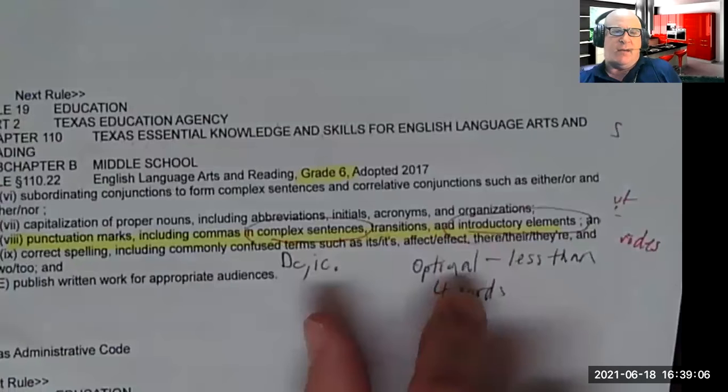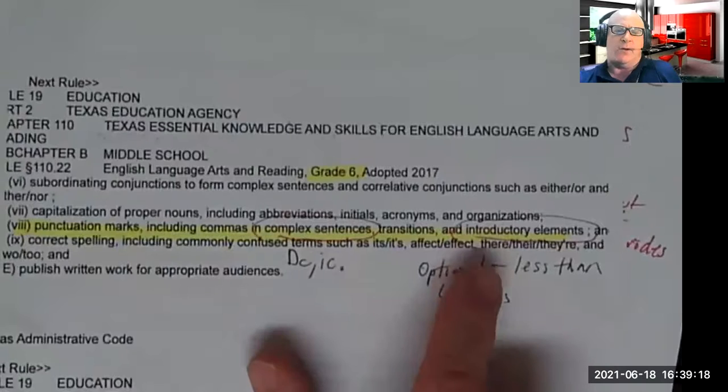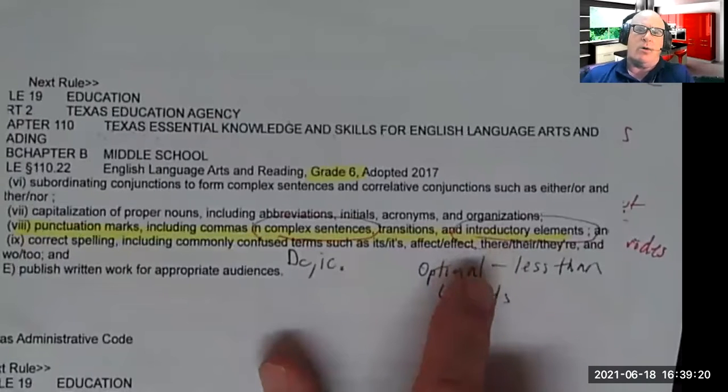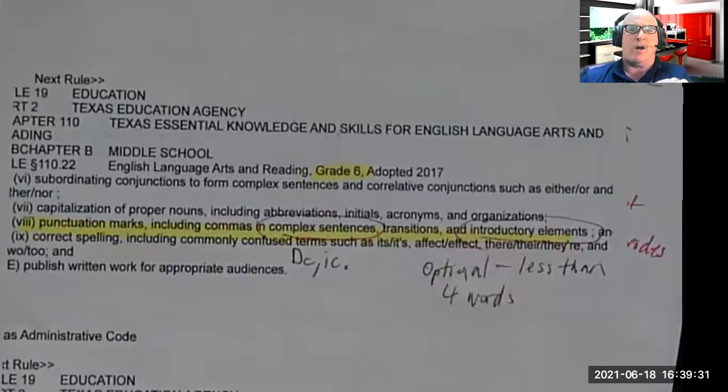An introductory phrase is who, what, when, where, how, which. If I tell you to start with how, which, where, when, you often put a comma then.